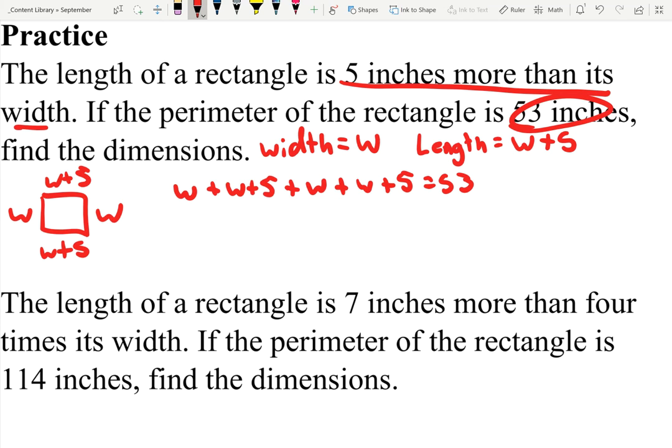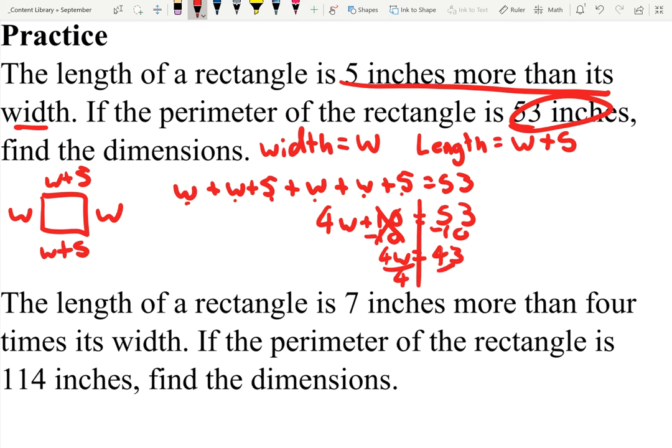So let's solve. We have how many W's? We have a W, a W, a W, a W, just one of each. So that's together, it's all 4W. And then we have plus 5, which makes plus 10. So that's equal to 53. And then we just solve it. We subtract 10. So we get 4W equal to 43.